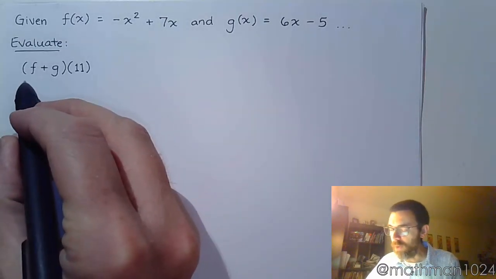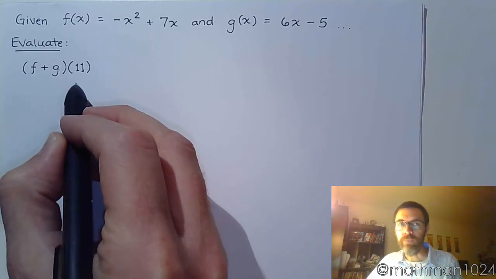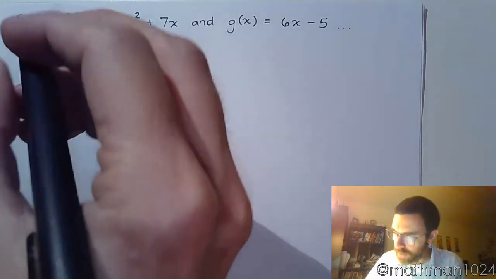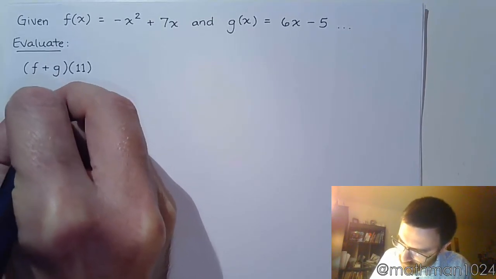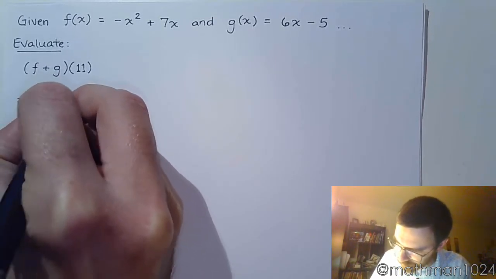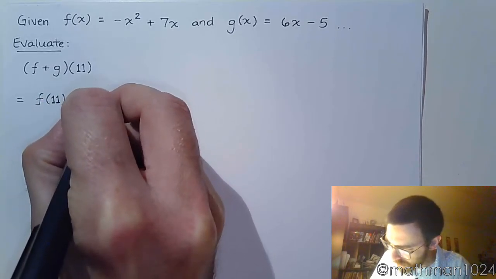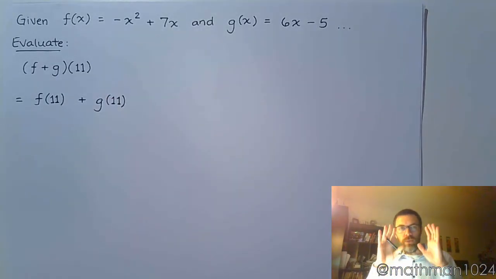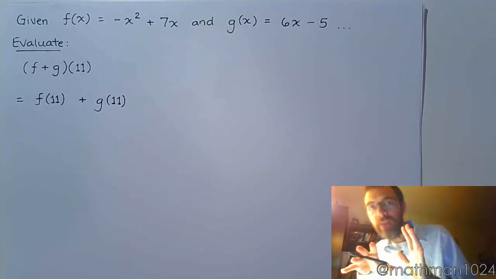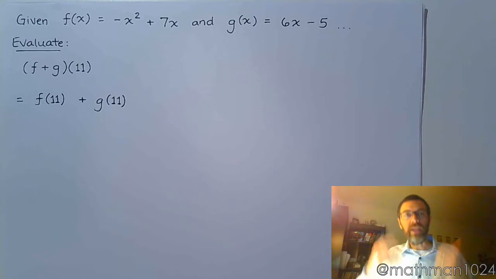So this says to evaluate f plus g of 11. I think the easiest way is to understand what this means, which means you need to find f of 11, find g of 11, and you're going to do this separately. Do them on their own, and then once you have these answers, come back and add them together. That's all you need to do.